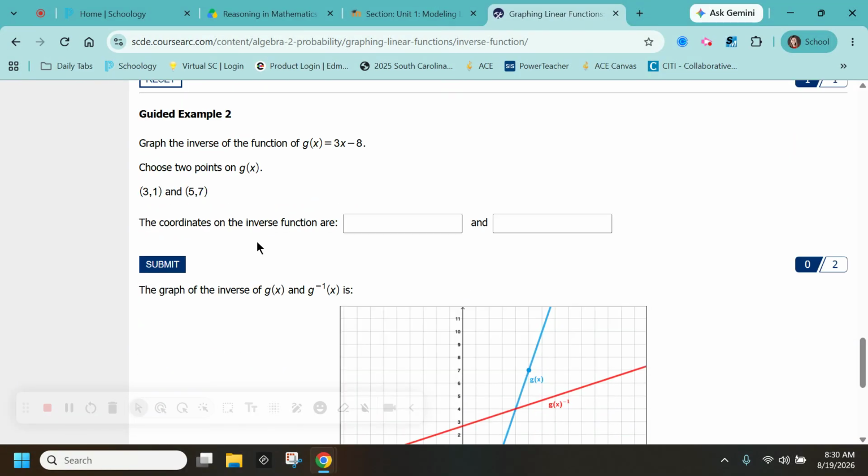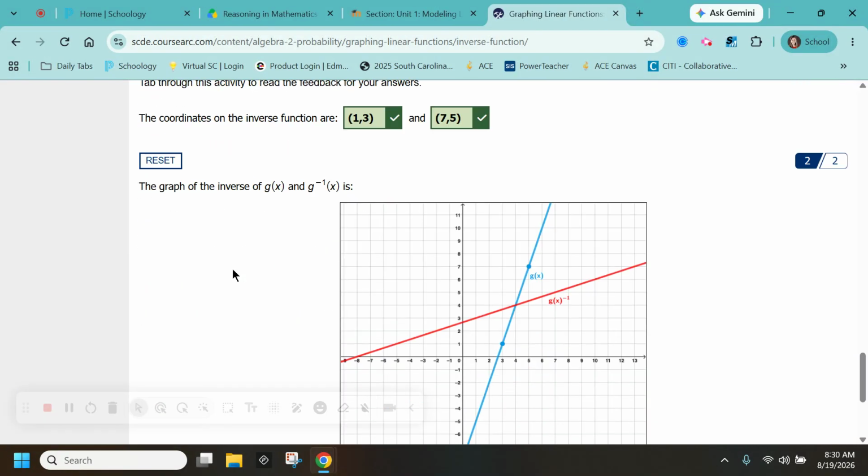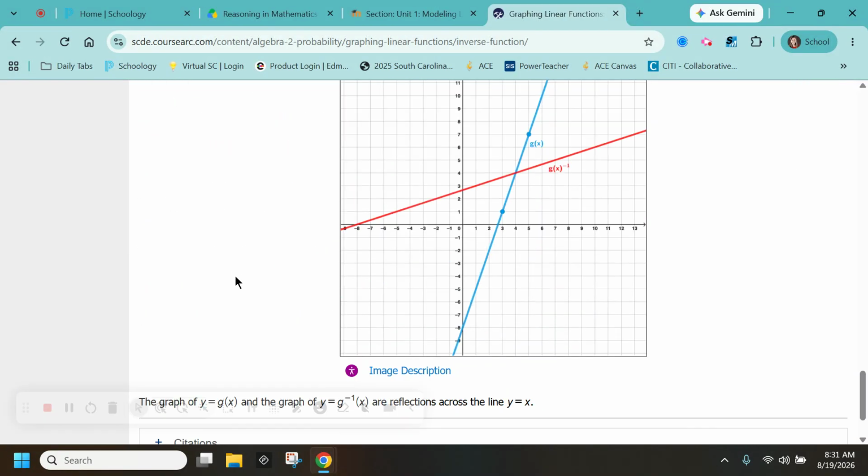Graph the inverse of the function 3x minus 8, choosing 2 points on g of x. We have 3, 1, and 5, 7, the coordinates of the inverse function. So if just using the coordinates, we will go ahead and flip them. So 3, 1 becomes 1, 3, and 5, 7 becomes 7, 5. And then you can always verify using the graph.